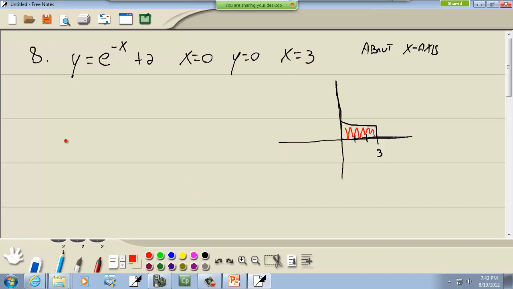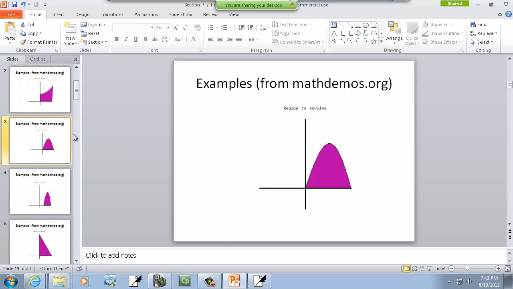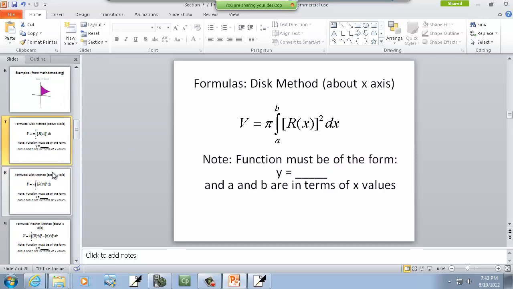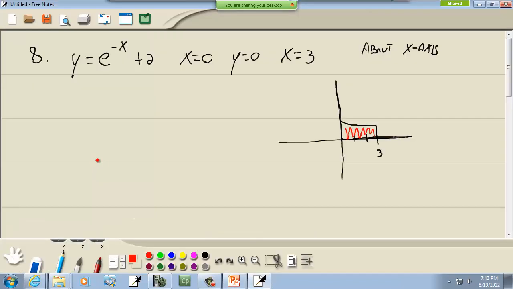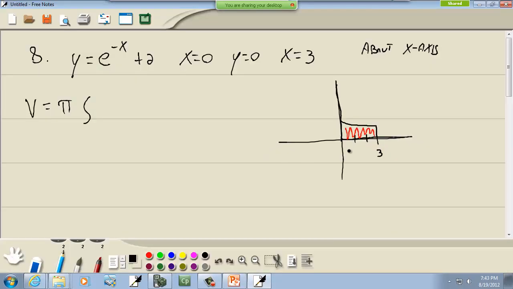And we want to revolve it about the x-axis. So let's go look at our formula for the x-axis. Okay, nothing special here. This is just the disk method. Washer method is when it creates a hole in the middle. So pi, and everything's in terms of x's. So I'm going to go from 0 to 3, and then I'm going to take the e to the negative x plus 2 and square it, dx.